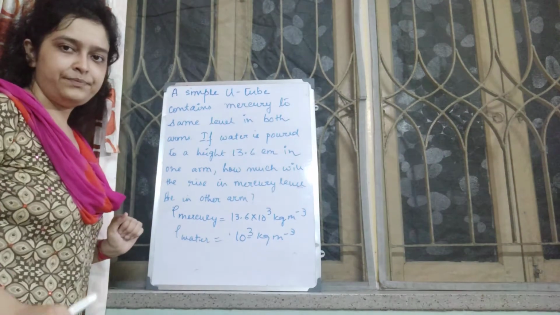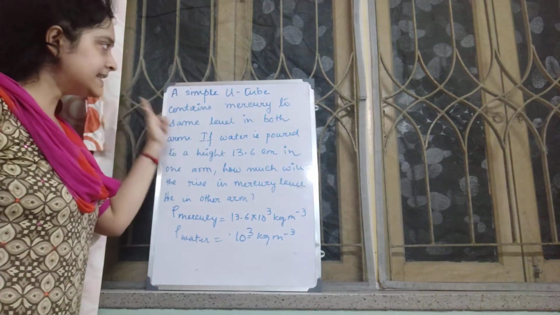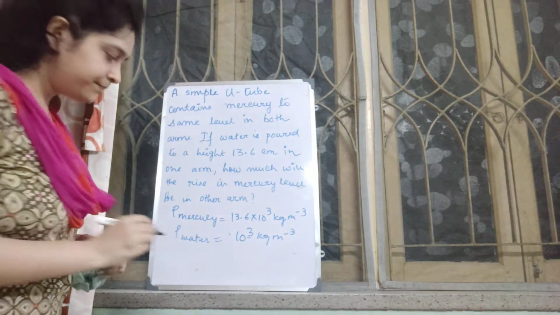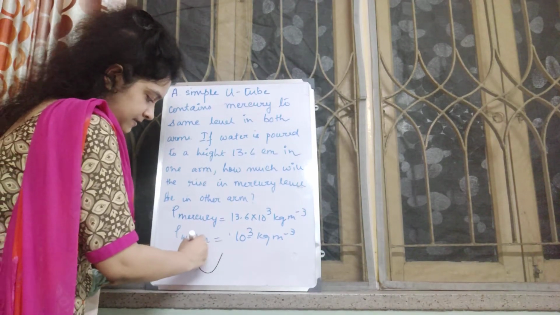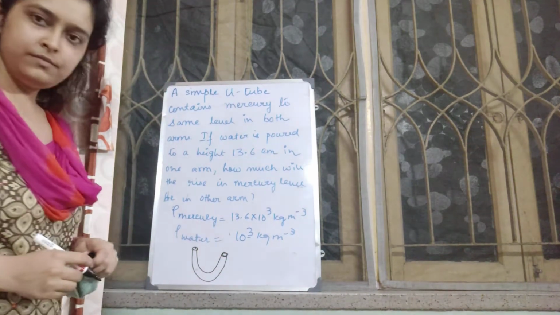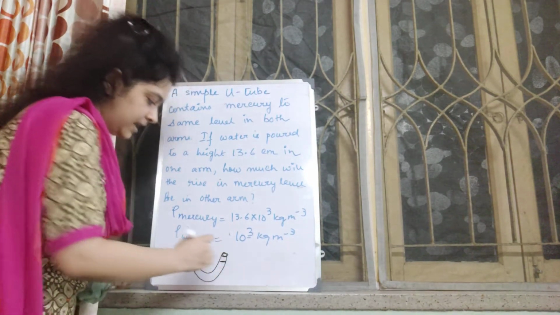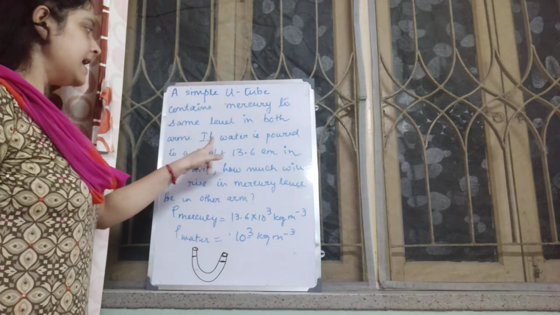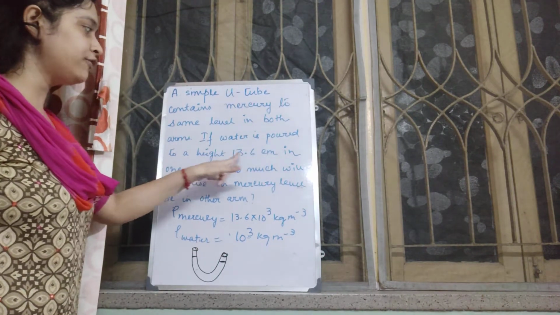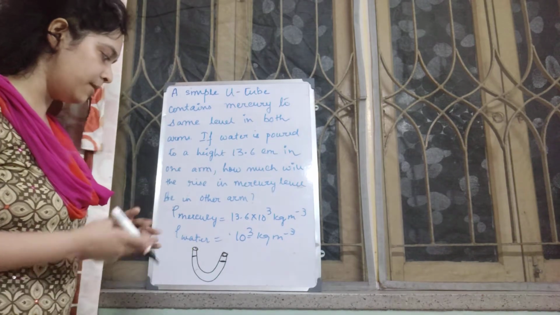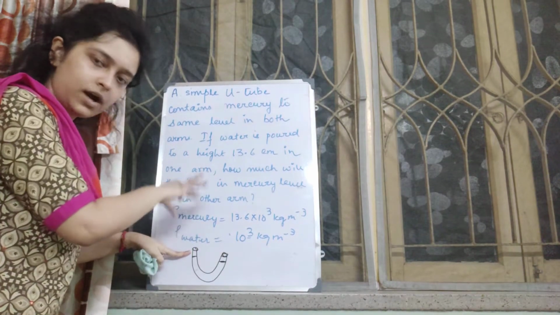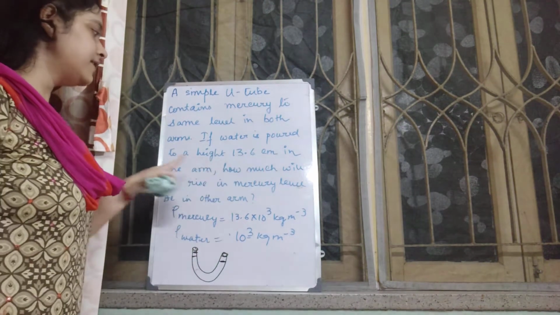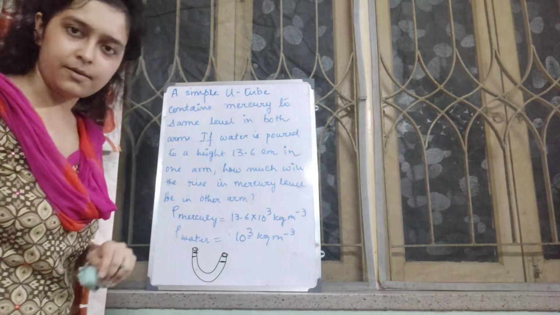Now say this sum. A simple U-tube contains mercury to the same level in both the arms. How does it look? A U-tube looks like this, a U-shaped tube. You have mercury in both the arms, at an equal level. The height of mercury is the same in both the arms. If water is poured to a height of 13.6 centimeter in one arm, say in this arm I have poured some water to this height, how much will the rise in mercury level be in the other arm?